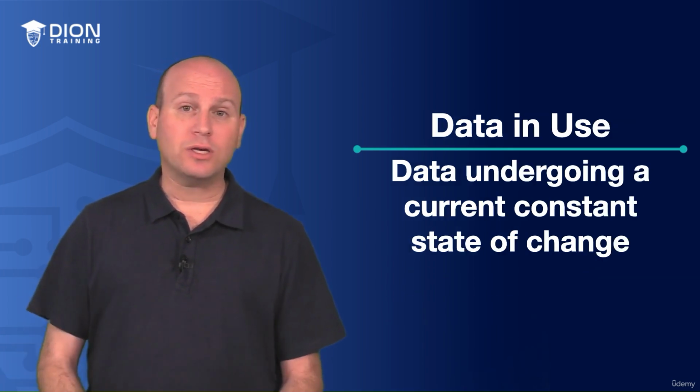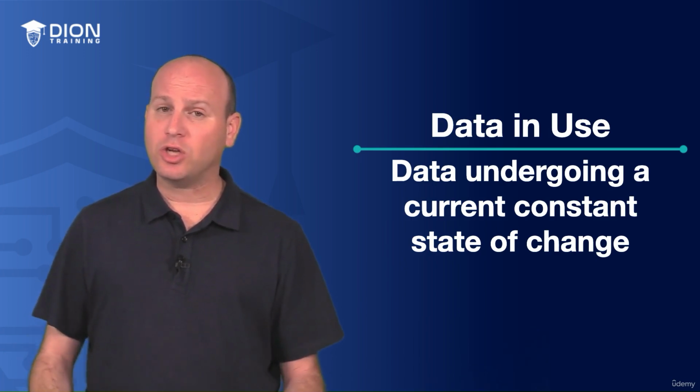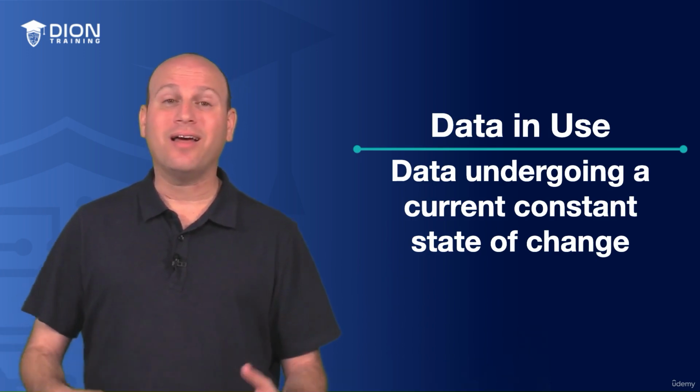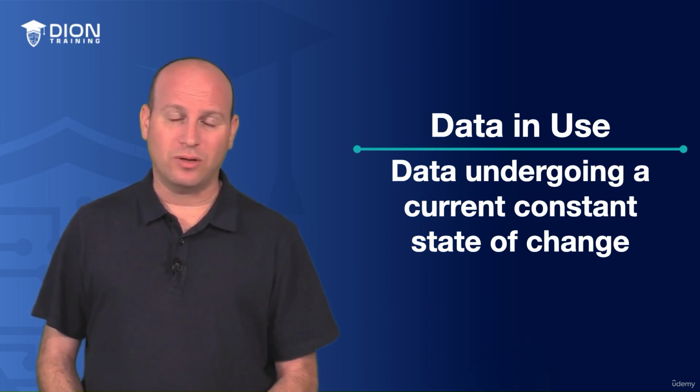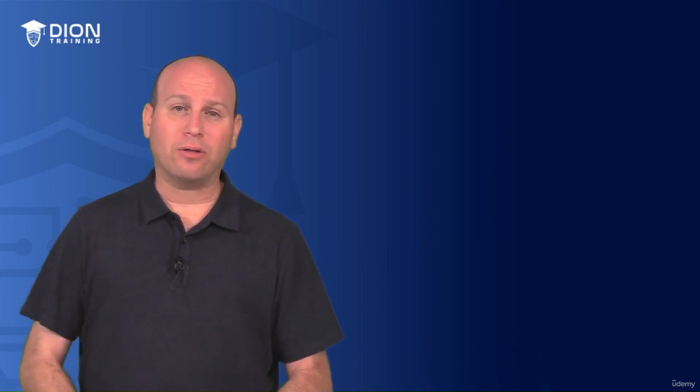Now, data in use is described as data that is undergoing a constant state of change. So, if you have data inside your processor and calculations are actively being done on it, that would be considered data in use. In order to protect our data, we can encrypt that data while it's at rest, in transit, or in use. Now, let me go back and explain how encryption works a little bit here.